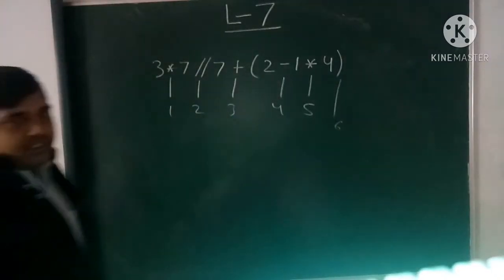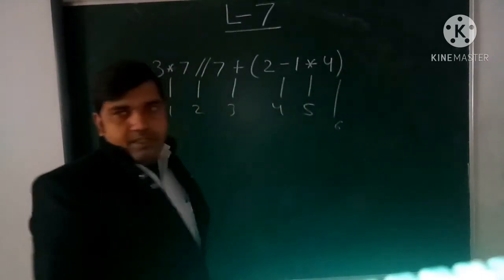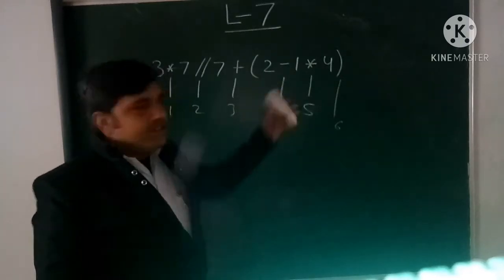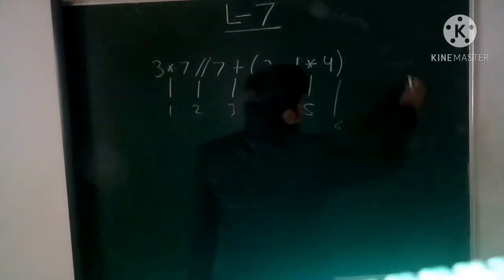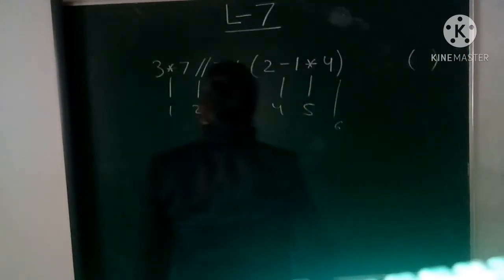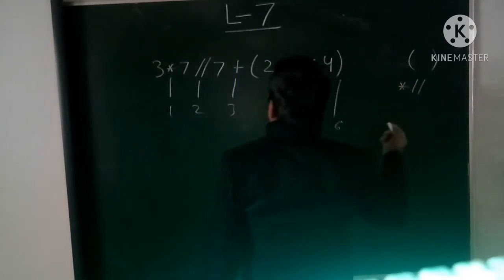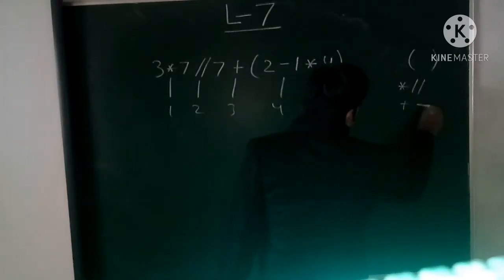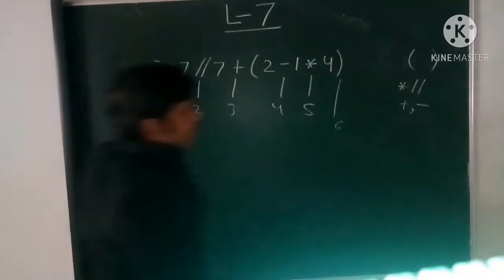As we have studied in the last class, the parenthesis has the highest priority. So we should remove the parenthesis first. Then the exponent operator is not there. So multiplication and division have the next priority, and after that addition and subtraction have the priority.